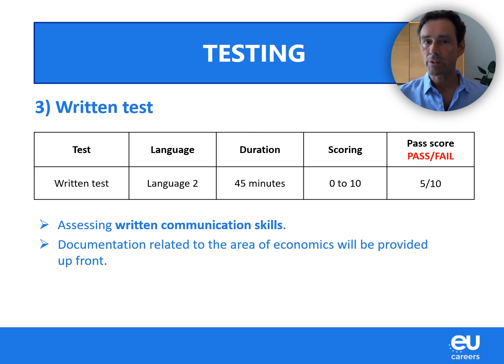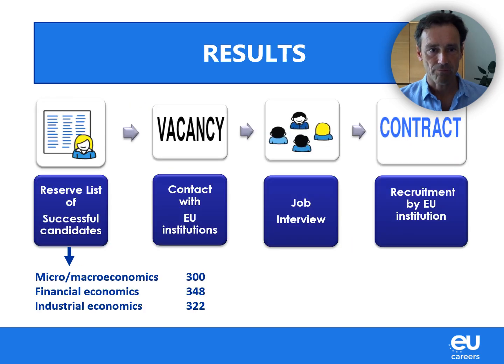We assess your written communication skills through this test, and this is basically an open text type of test. So you will be given a subject that you have to develop in an essay type of format. We will provide you with documentation related to this test upfront for you to prepare for this test. The people who have both passed the reasoning skills test and the written test, and who score the highest on the second test, the field-related test, are the successful candidates.